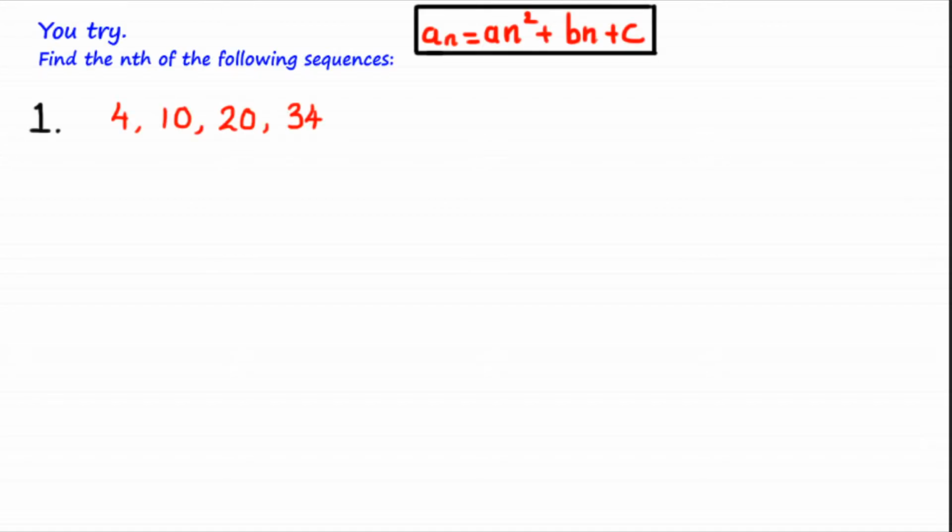Let's have a go at this question. All right, so find the nth term of the following sequences: 4, 10, 20, and 34.